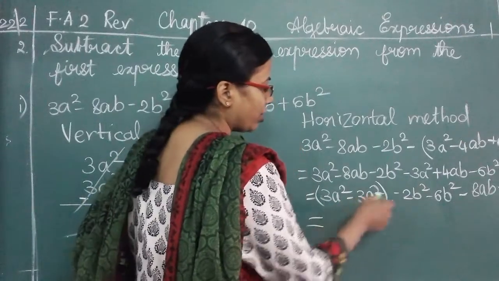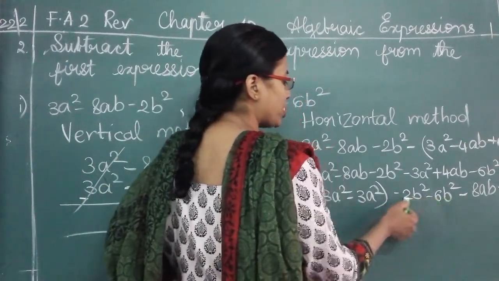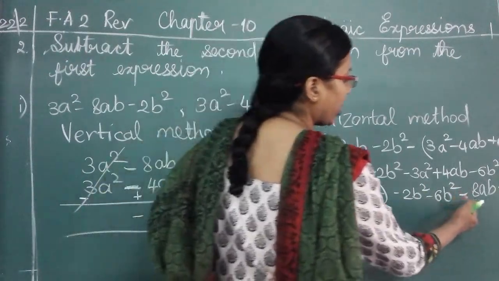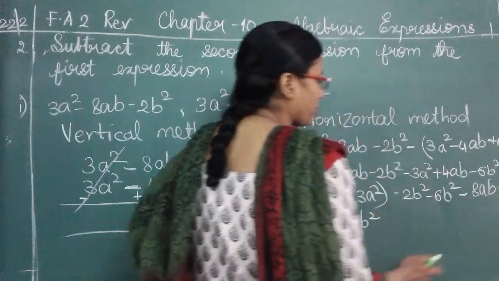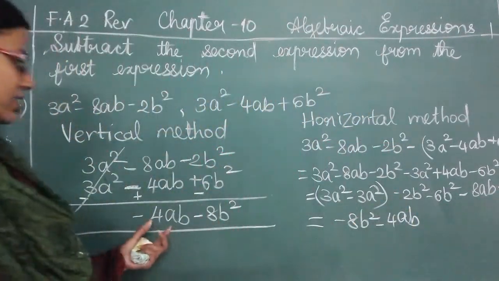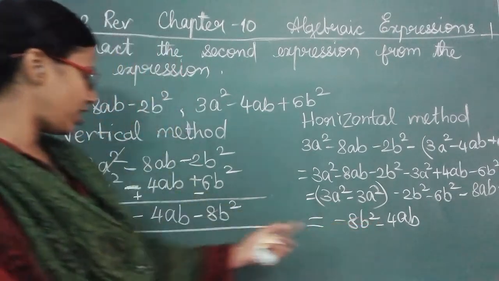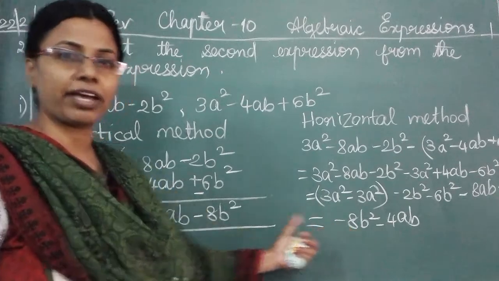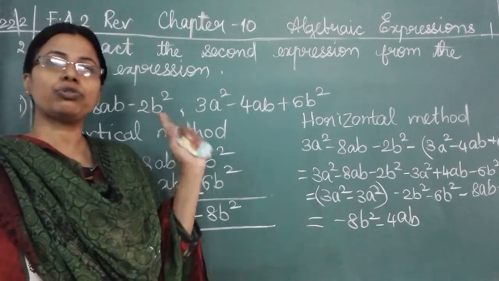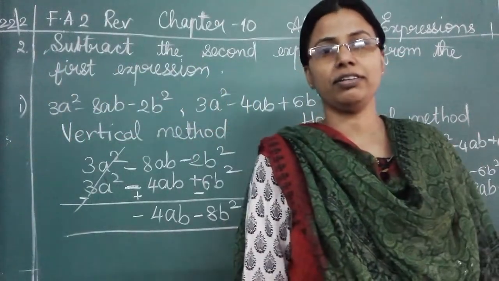So 0 we are going to write or just leave it off. Minus 6b square minus 2b square is going to be minus 8b square. Minus 8ab plus 4ab is minus 4ab. Did you get the same answer? Minus 8b square minus 4ab. Same answer you have got. So whichever method is easy for you, use that particular method to solve. Copy in your homework books, children.